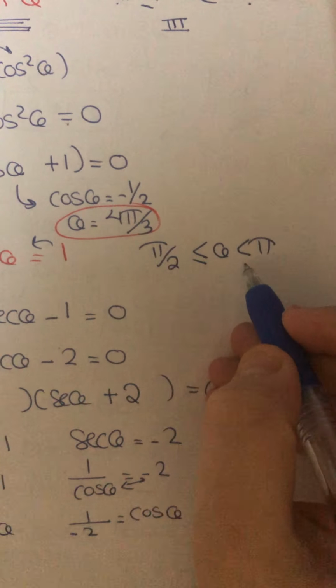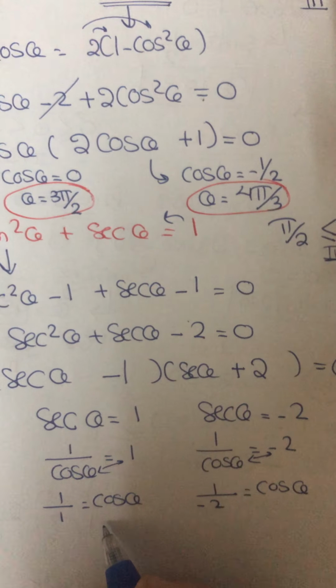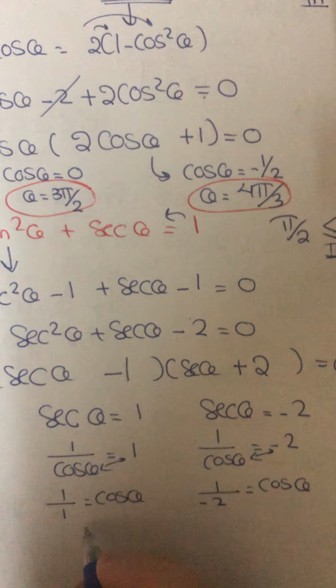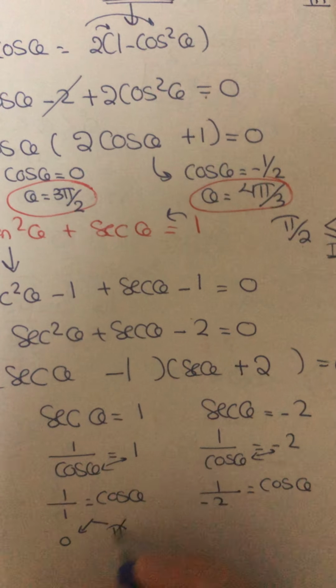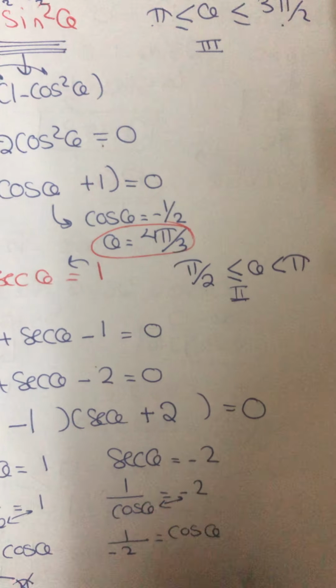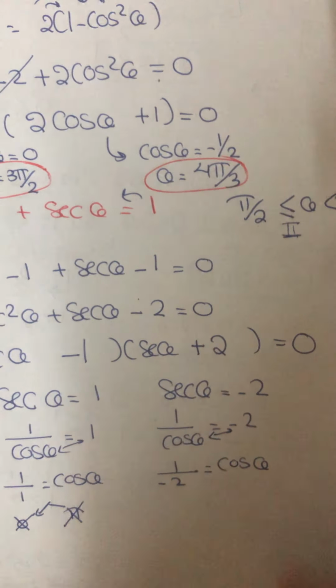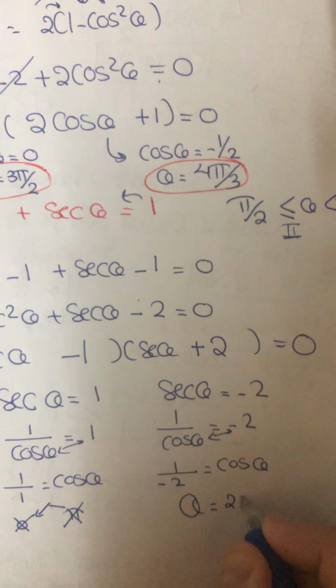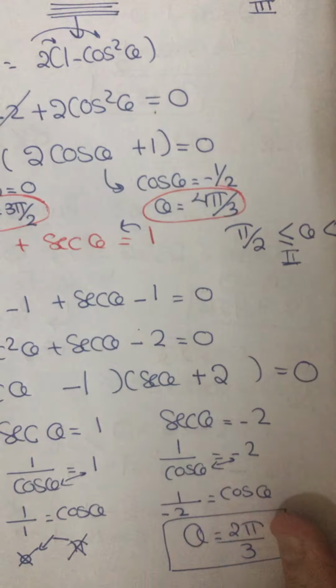When in the interval it's from 90 to 180, yani quadrant 2 only. When is cosine theta equal to 1? Cosine theta is equal to 1 at 0 and at pi, and both of them are not included because here the pi is open, so there's no answer for this one in this interval. While cosine theta is equal to negative half, theta is equal to 2 pi over 3, which is in quadrant 2. You can check it on the unit circle.